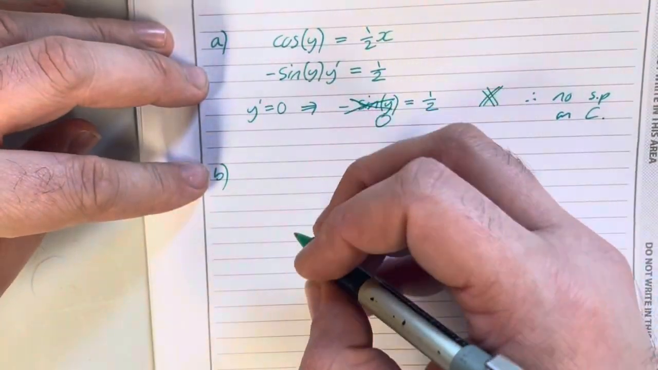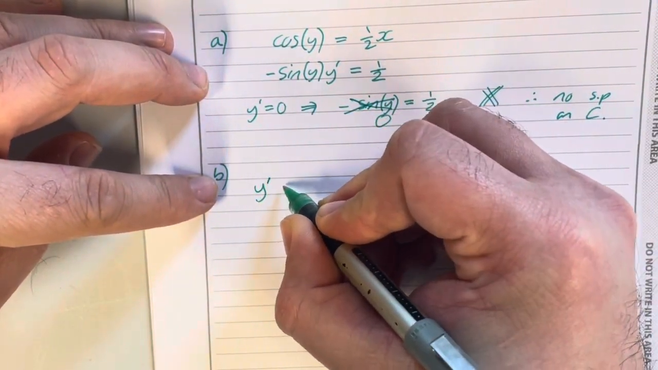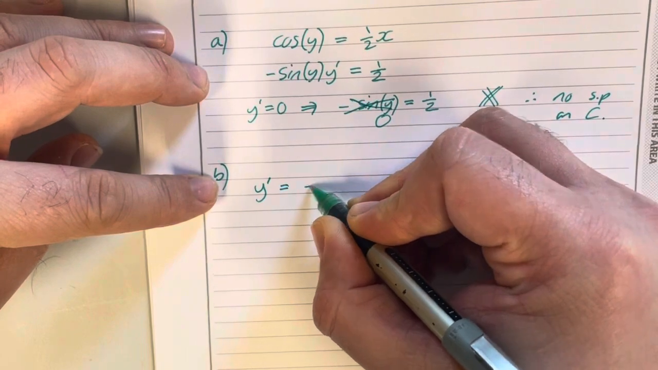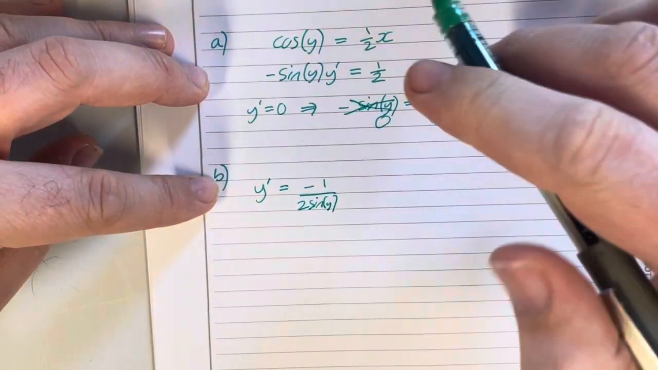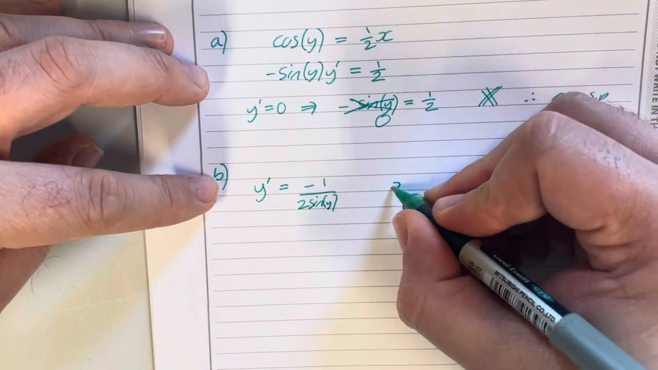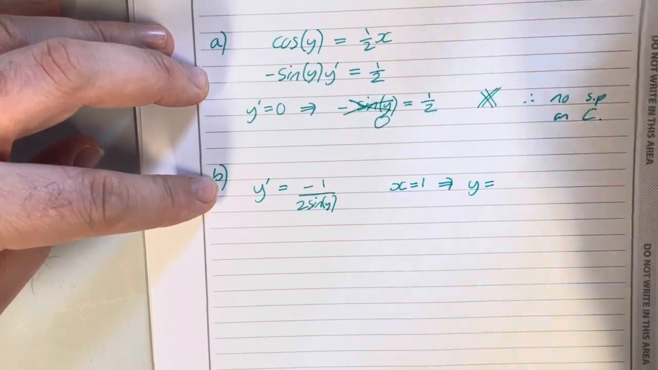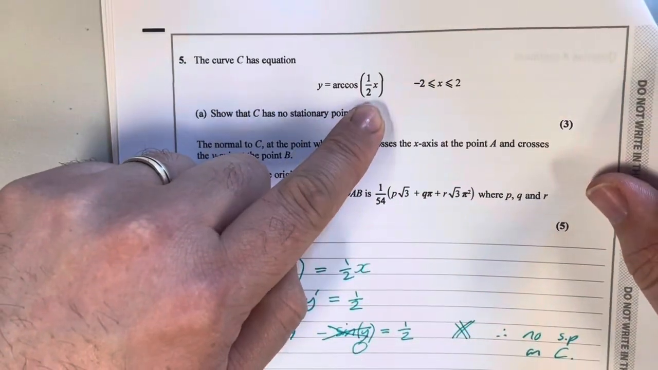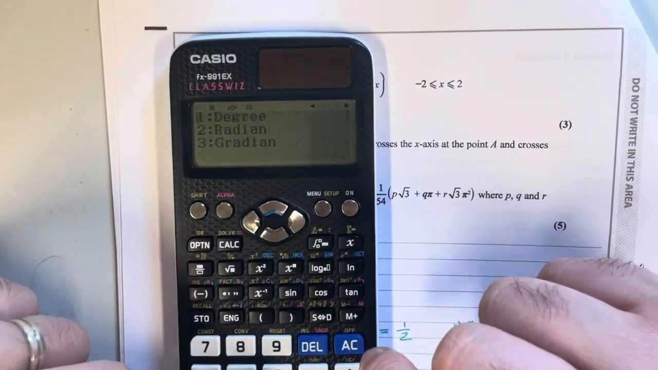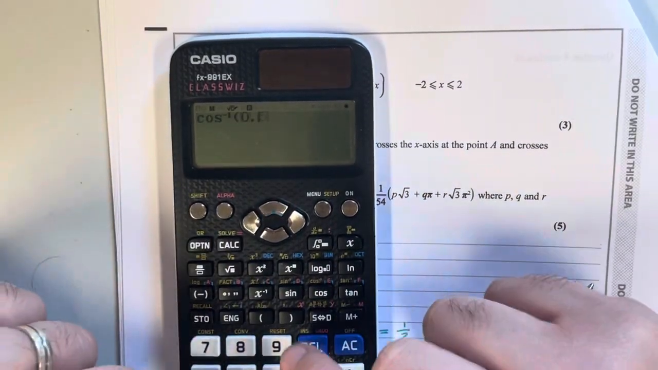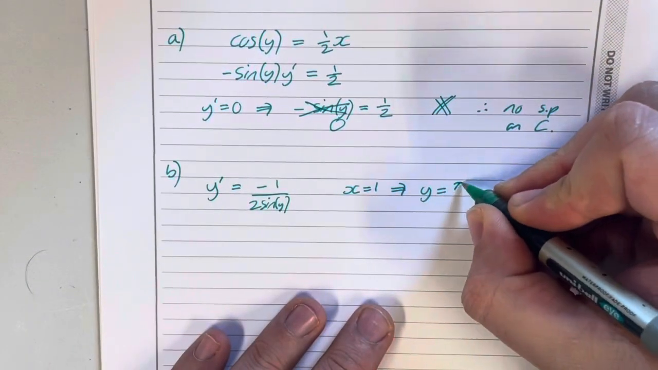So we're going to need to differentiate, which we've already done. So I'm going to say y prime is minus 1 over 2 sine of y. And I'm interested when x is 1. x equals 1 implies y equals arccos of a half. Now I'm using calculus on trig, so I must be in radian mode. So arccos of a half is pi on 3. So I get that y is pi on 3.